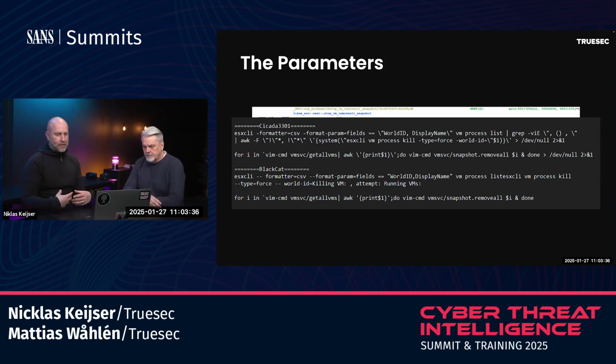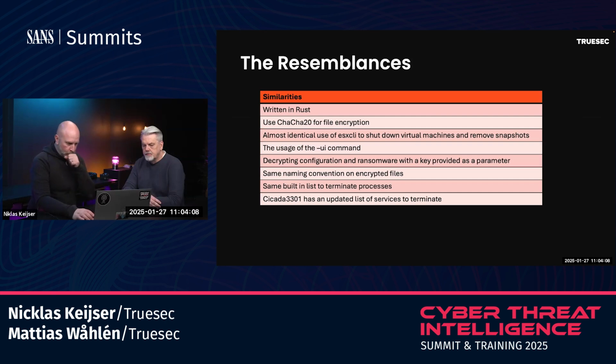For me, it seems like Cicada is just an updated version of BlackCat. This formatter equals CSV format parameter field, I've only seen once before. Ransomware actors usually want to terminate the running VMs, but they always have different ways of doing it. This specific one I've only seen in REvil before BlackCat. Now Cicada is using the exact same way of enumerating and shutting down.